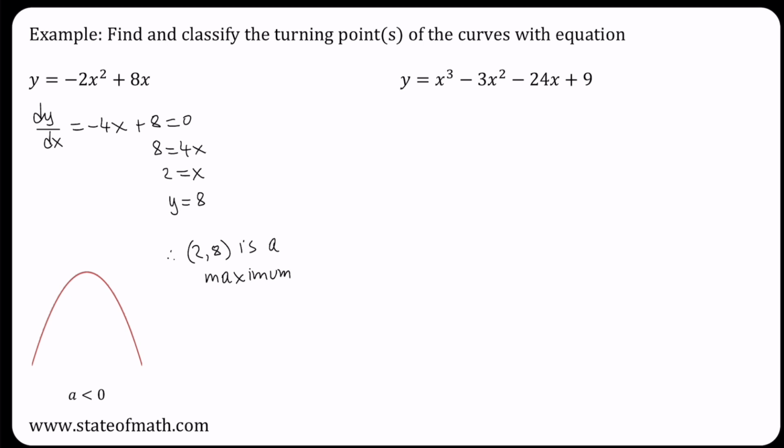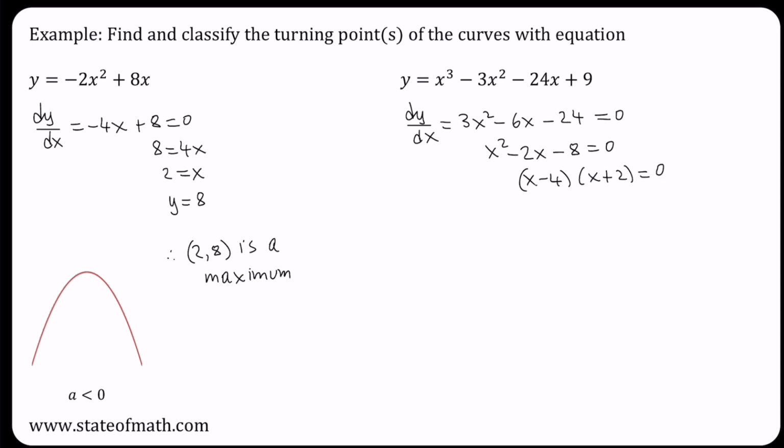The second example, y is x cubed minus 3x squared minus 24x plus 9. Again, I start by saying dy/dx is 3x squared minus 6x minus 24. I will set it equal to 0. I observe that I could divide everything by 3 to get x squared minus 2x minus 8 is 0, which factorizes into (x minus 4)(x plus 2), and therefore the derivative becomes 0 when x is 4 or when x is negative 2. I will substitute the corresponding values for x to find y, and I get y is negative 71 and y is 37.